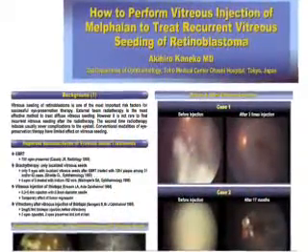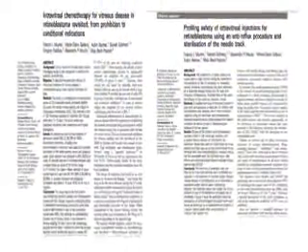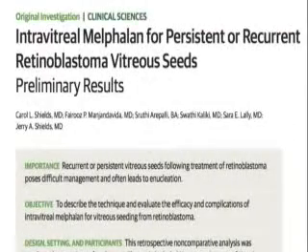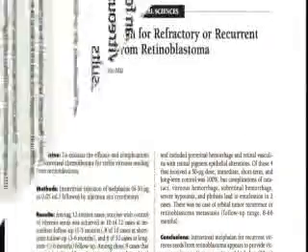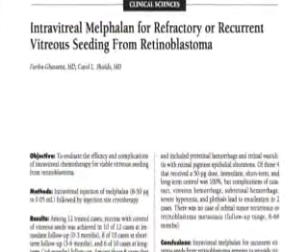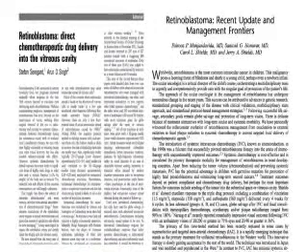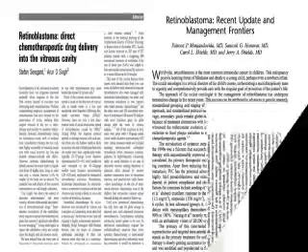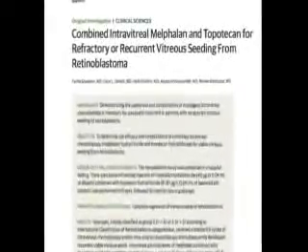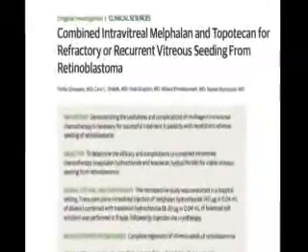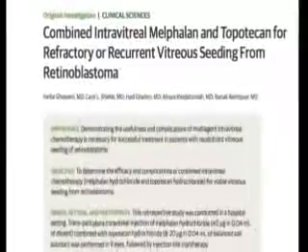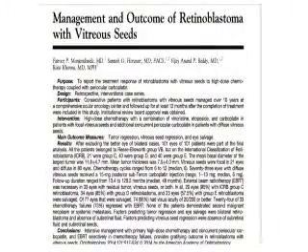Recent introduction of direct intravitreal administration of chemotherapeutic agents has shown promising results. Currently, the most commonly used intravitreal chemotherapeutic agent is melphalan. Topotecan hydrochloride, which is known for its low toxicity profile, is also found to be effective, and there is enthusiasm to use it.